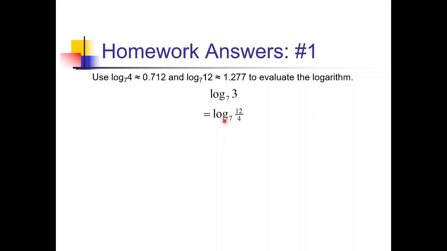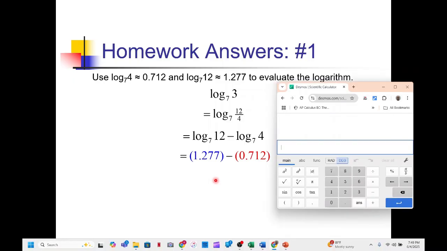So if I think of this as log of 12 over 4, I can use my division rule of logarithms where we turn it into subtraction to split this into pieces. So I can call this log base 7 of 12 minus log base 7 of 4. And now we can replace these values with the values they gave us up here. So this first one was 1.277, and then we had 0.712 for log base 7 of 4, and then I just have to subtract these on the calculator. So let me go ahead and do that. That's 1.277 minus 0.712, and that comes out to 0.565.